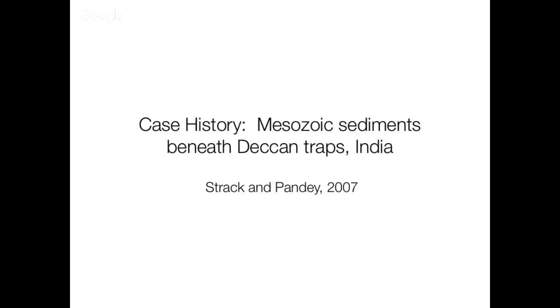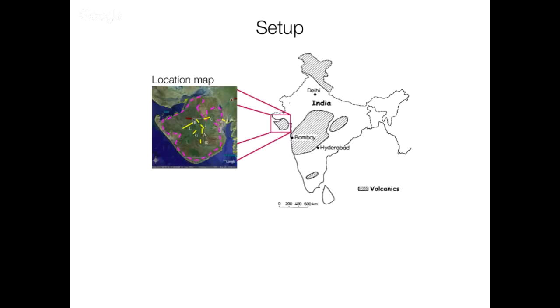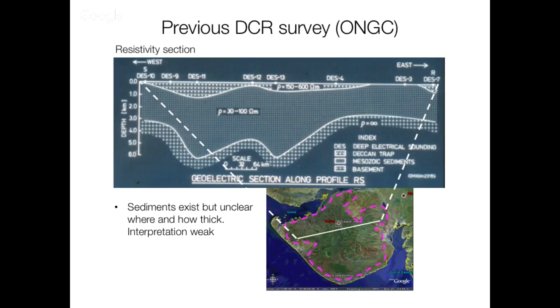However, I'm glad to know that there's at least one area in Australia that's got volcanic cover, and there might be stuff underneath, so that makes this at least a little bit relevant. So here's the scoop. Here's India, and it's this region in here that has basaltic flows over top of sediment, and the goal is to try to find where the sediment is.